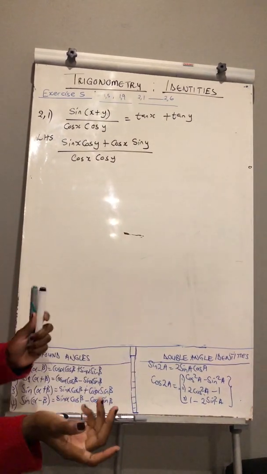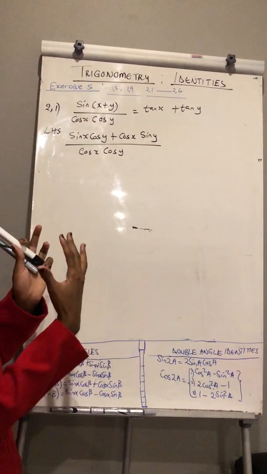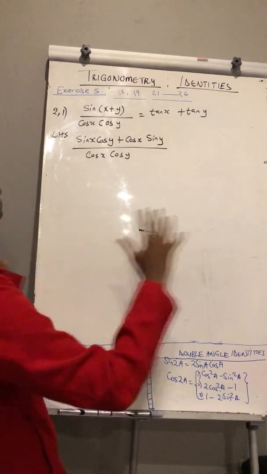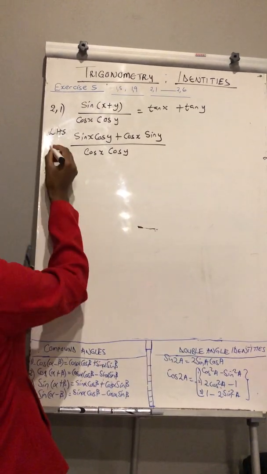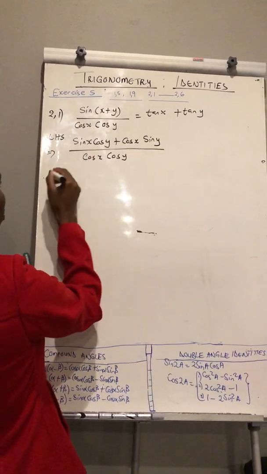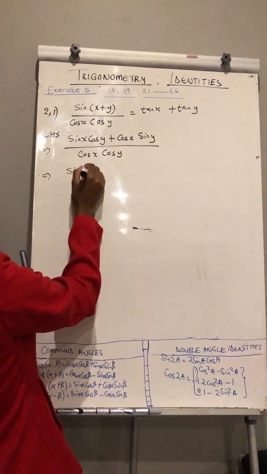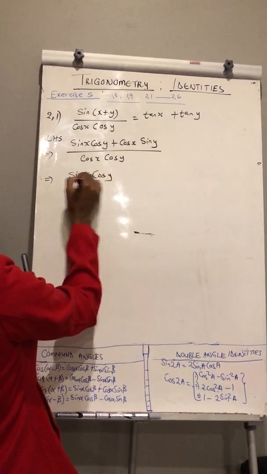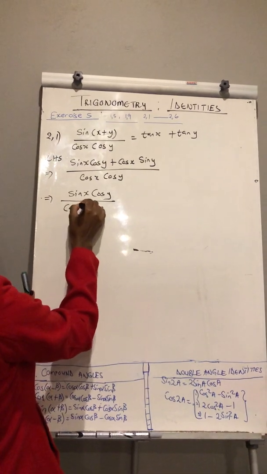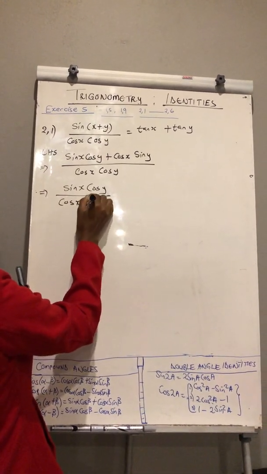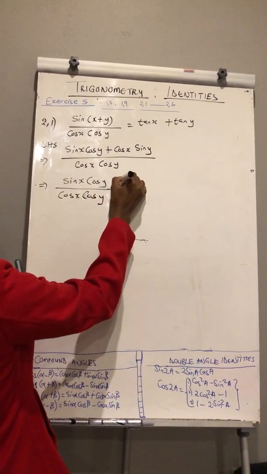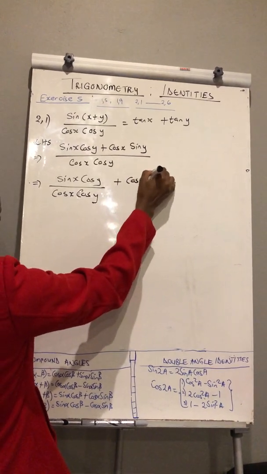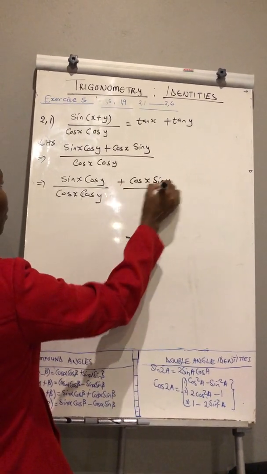So we do exactly the opposite. Instead of taking the fractions together, we're actually going to split them. What I mean is, since there are 2 terms on the numerator, you can really just split them and say this over that plus that one over this.